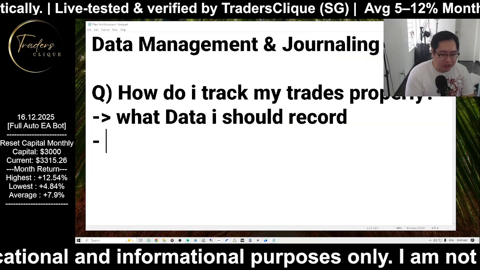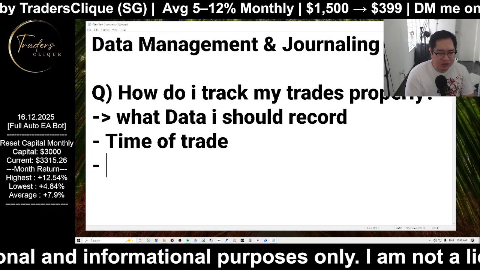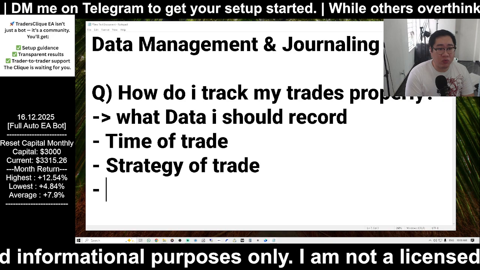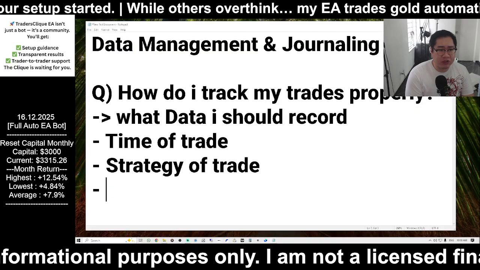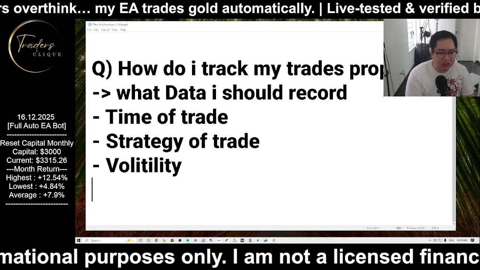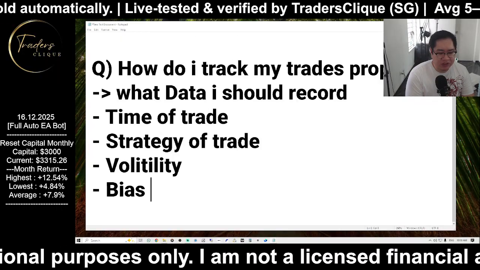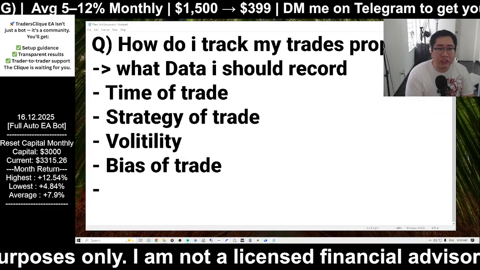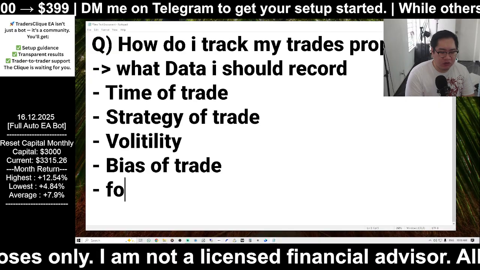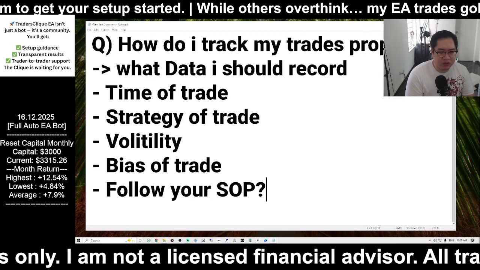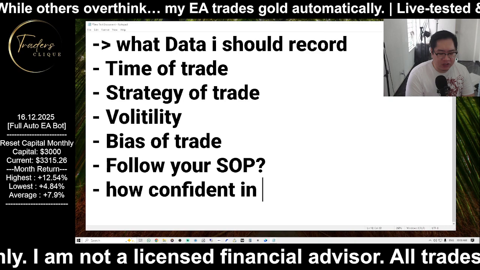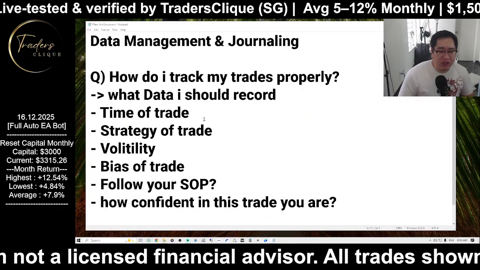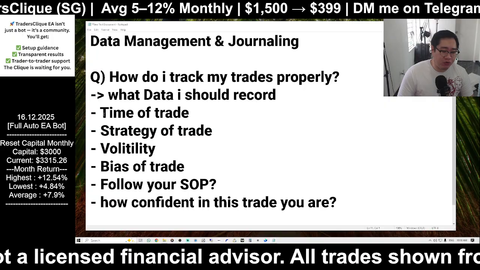Okay, so let's go through it. Time of trade, strategy of trade, what else? Volatility, any bias of trade, what else? Does it follow your SOP? How confident are you in this trade? Okay, so let me zoom out a bit. I think this is enough for you to track.